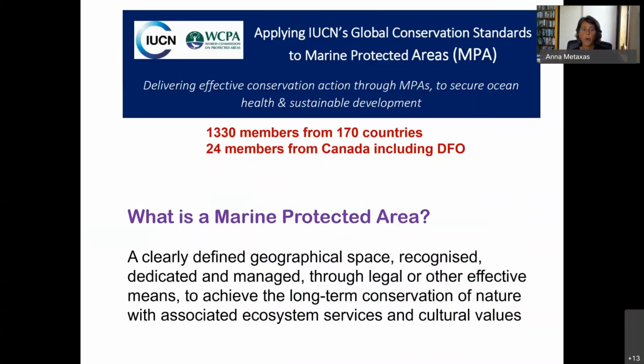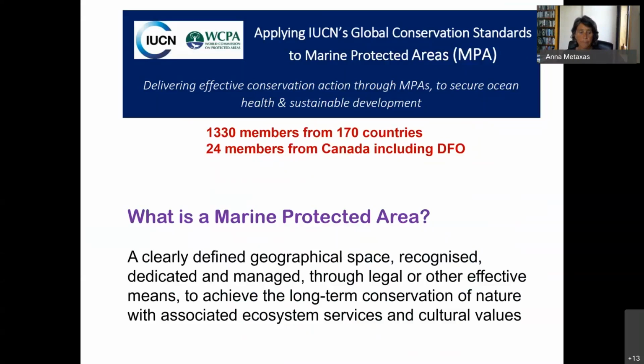So the one that I like is the one that has been put forth by the International Union for the Conservation of Nature, which is also the organization that has developed global conservation standards for marine protected areas. It has over 1,000 members from 170 countries, and actually 24 members are from Canada. So it doesn't have to be just government, it can be NGOs, provincial governments, federal governments, etc.